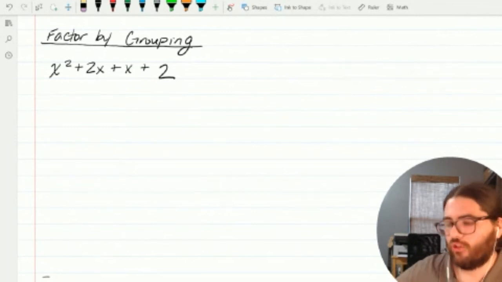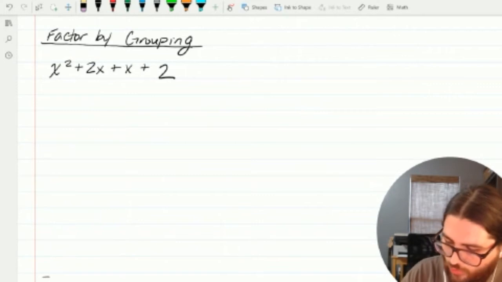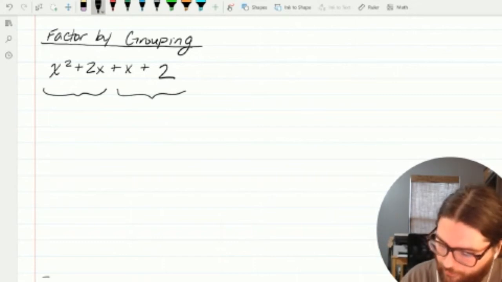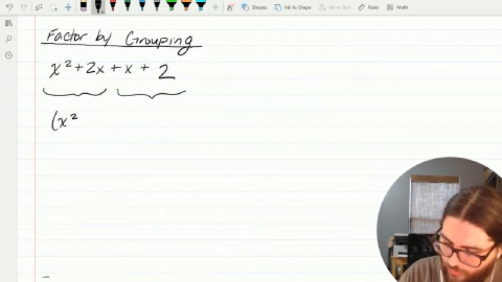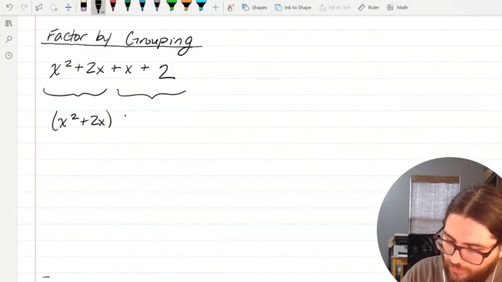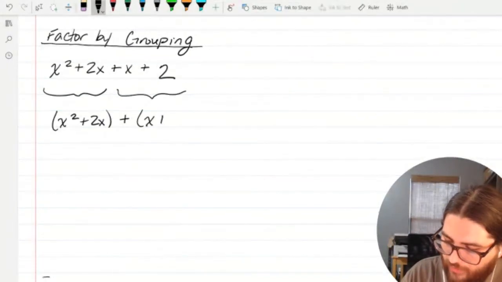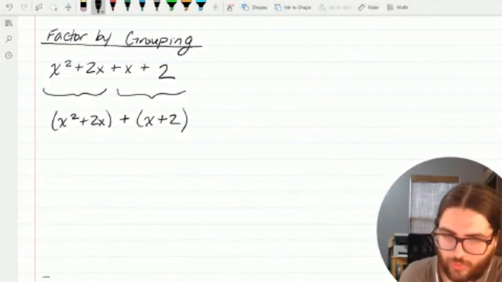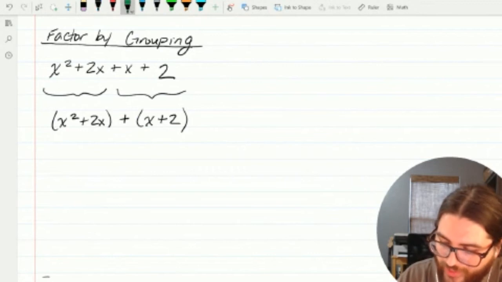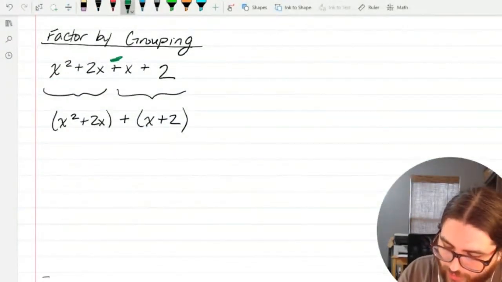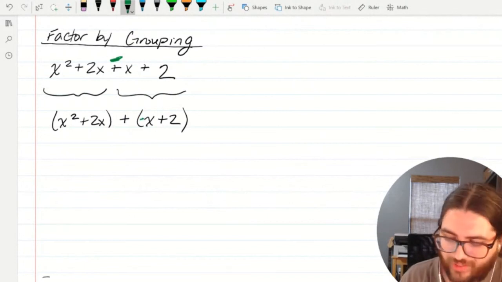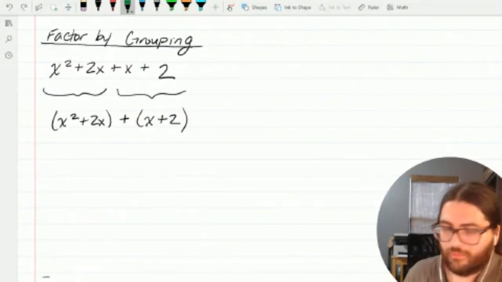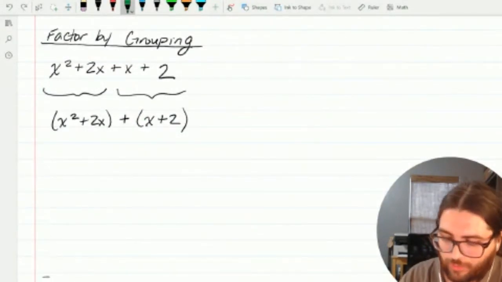If I have something with 4 terms, then I can break it up into 2 groups of 2. That's the grouping part of factor by grouping. So I'm going to write a couple of parentheses here just to keep my mind organized. And I would always put a plus sign in between. If that third term was negative, because sometimes it will be, I will put the negative inside the parentheses and always put a plus sign outside. That's just me. I think it works better that way.